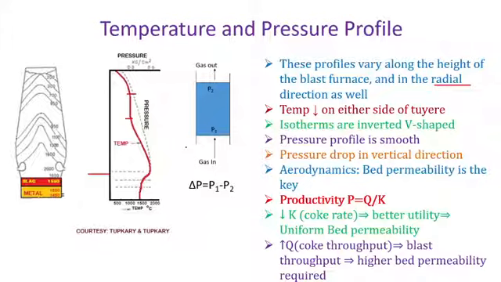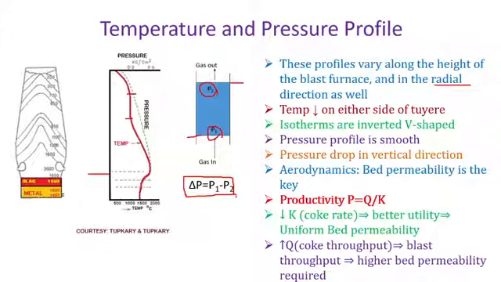What is this pressure drop actually? If we consider the pressure at the tuyere level to be P1, and at the stock line the output pressure of the gas is P2, then the delta P, the difference between the pressures, is called the pressure drop. Increasing the inlet pressure to a large extent to counter this pressure drop may not always be beneficial. So proper aerodynamics should be maintained inside a blast furnace for higher productivity.